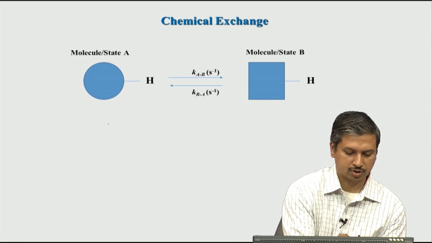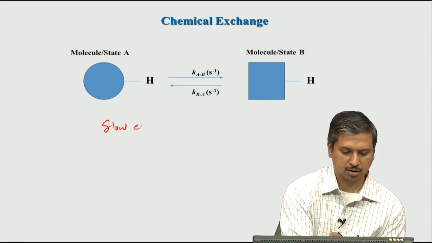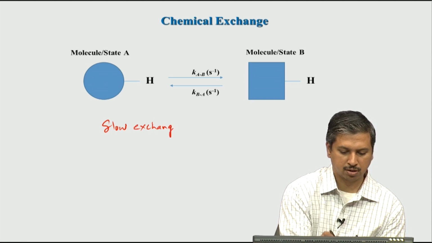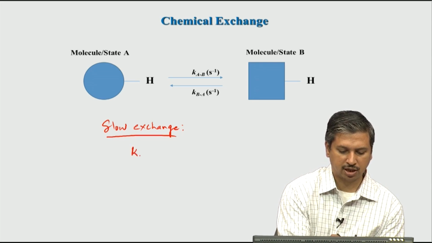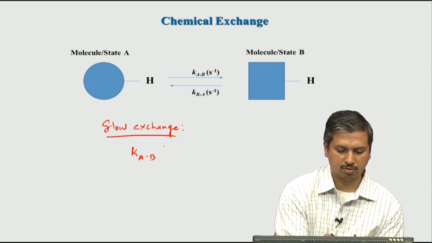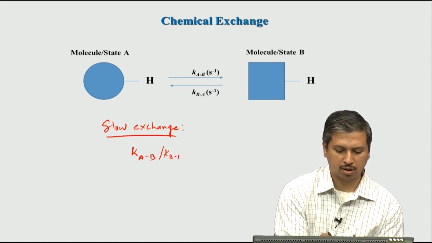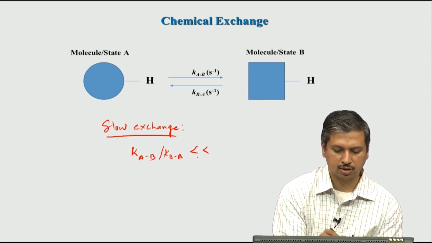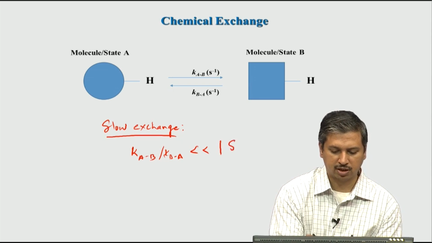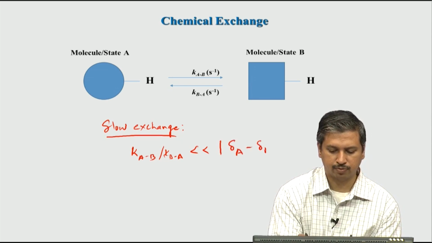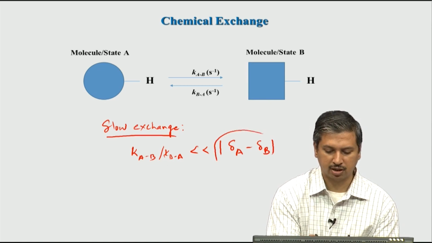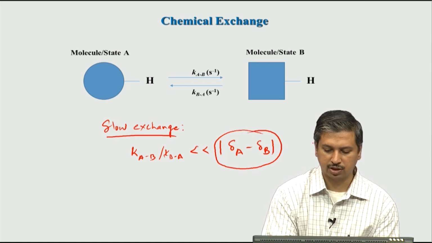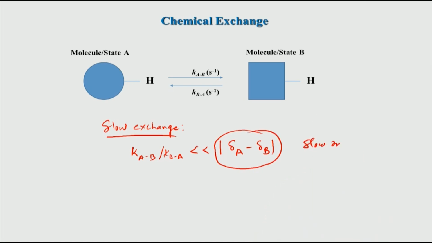So, we will talk about slow exchange. What is slow exchange? A slow exchange is when the exchange A to B or B to A is much slower than the difference in the chemical shift between A and B. This is a very important parameter; we say slow exchange, slow on the chemical shift time scale.